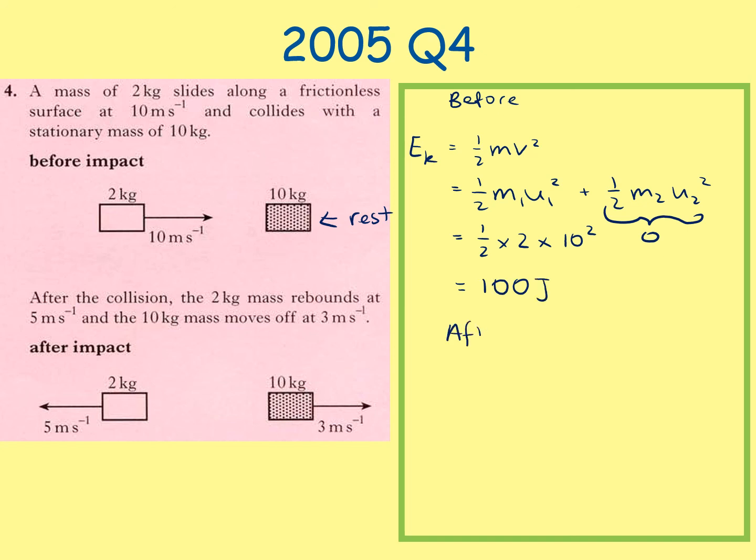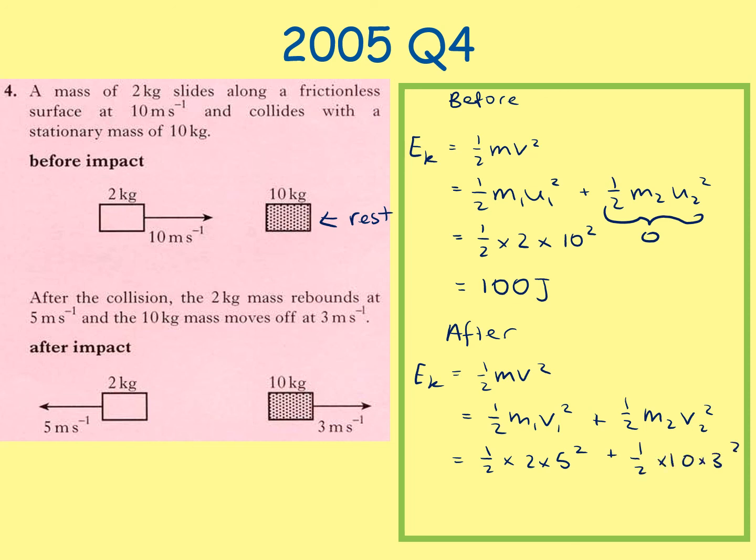Now let's work out our kinetic energy after. So we've got EK equals a half mv squared, which is a half m1v1 squared plus a half m2v2 squared. This is a half times 2 times 5 squared plus a half times 10 times 3 squared. This is going to give us an answer of 70 joules. We can see that our kinetic energy beforehand is larger than our kinetic energy afterwards, so the energy has not been conserved, therefore the collision is inelastic.